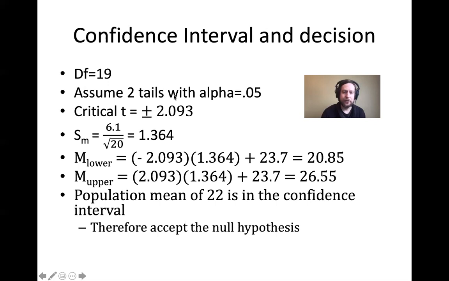And so we're going to assume a two-tailed test with alpha equals 0.05. That's pretty standard. But we have to look up the critical t to determine what it is when you have degrees of freedom equals 19, two tails, alpha equals 0.05. So let's do that. It says plus or minus 2.093, but let's just verify. Let's make sure that that's right.